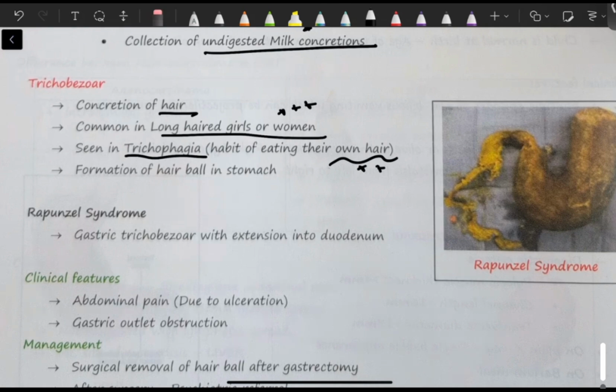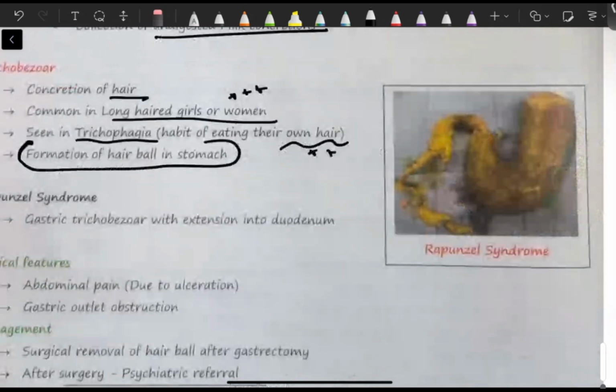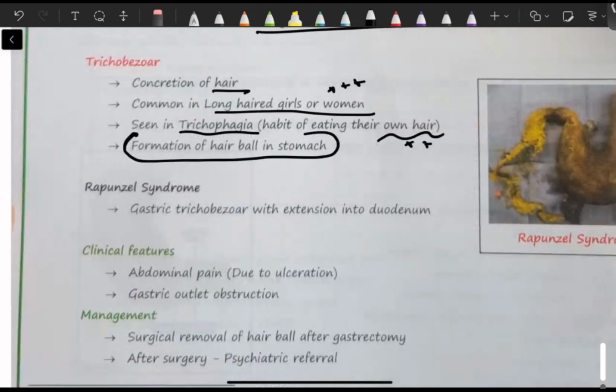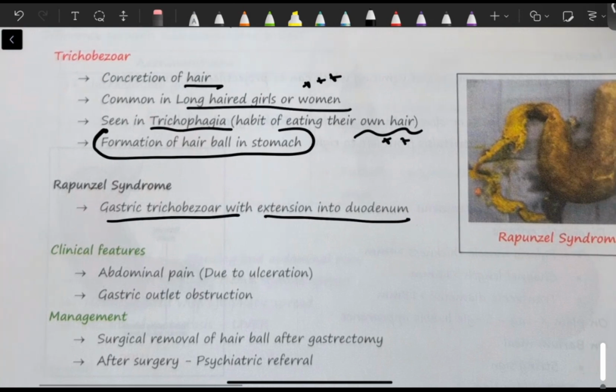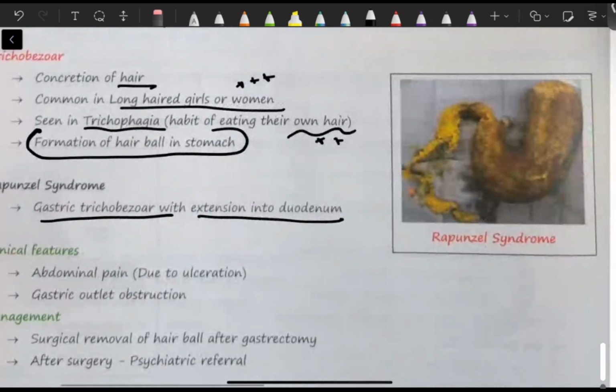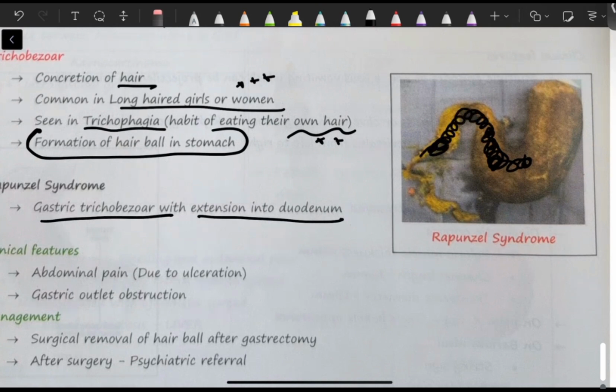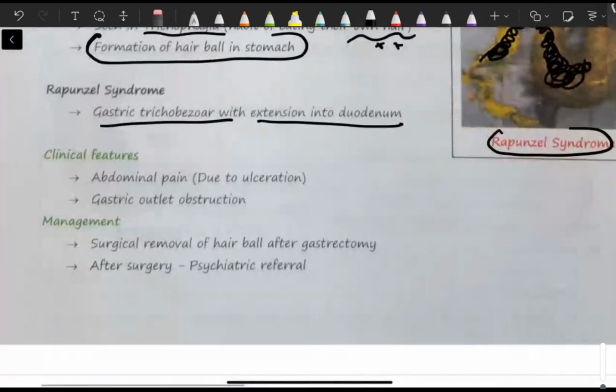This is a psychiatric condition, and there is formation of a hair ball in the stomach. So it is a part of a syndrome called Rapunzel syndrome, in which gastric trichobezoar will be there, and this can be so long that it can extend into the duodenum. So the stomach will accumulate it, it can take the shape of the duodenum and get extended like this. If it is extending like this, it is called Rapunzel syndrome. Okay, so what will be the clinical features?